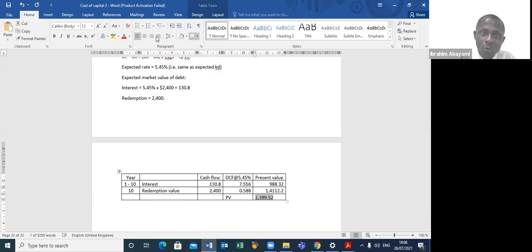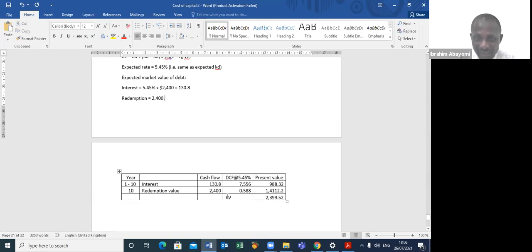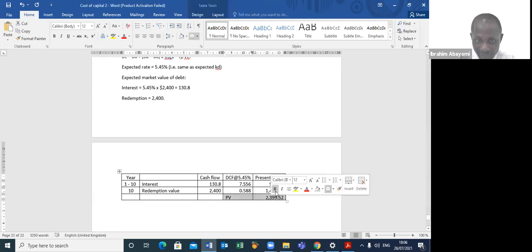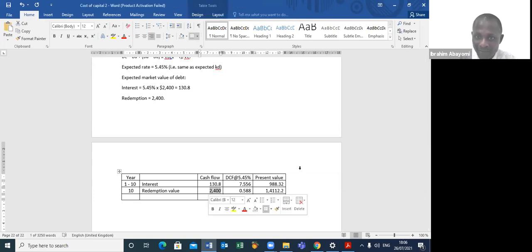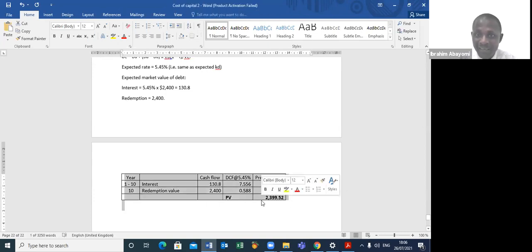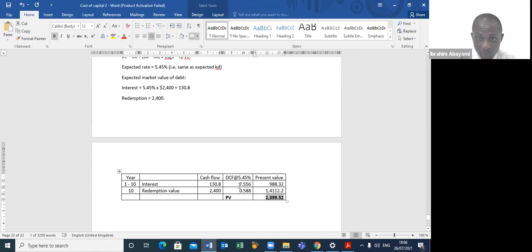You can see that we still came back to what? We came back to the book value of the debt. Can you see that? This is the book value of the debt. This is the market value. The difference of 0.00001 is just due to what? Due to the approximation. We approximated our discount factor here. That was the reason why we got 2399 this.